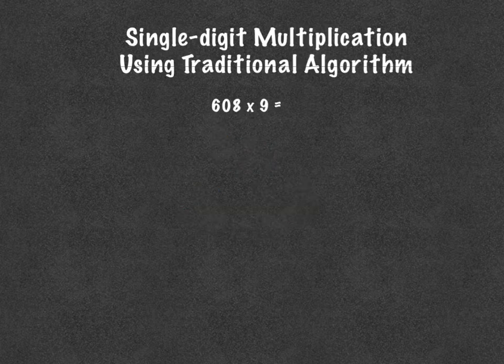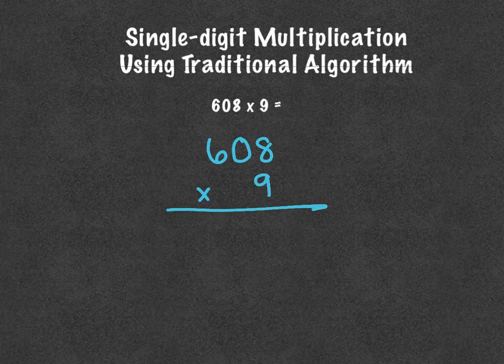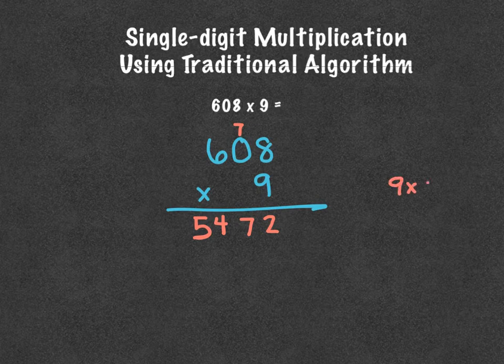All right, let's try another one. This one has a 0 in it, so it makes it a little bit more interesting. But yep, there are numbers out there with zeros in them in the world, so it's always good to know how to deal with them. So 9 times 8 is 72. Regroup our 7. 9 times 0 is 0. Plus 7 is 7. 9 times 6 is 54. And so our answer is 5,472.